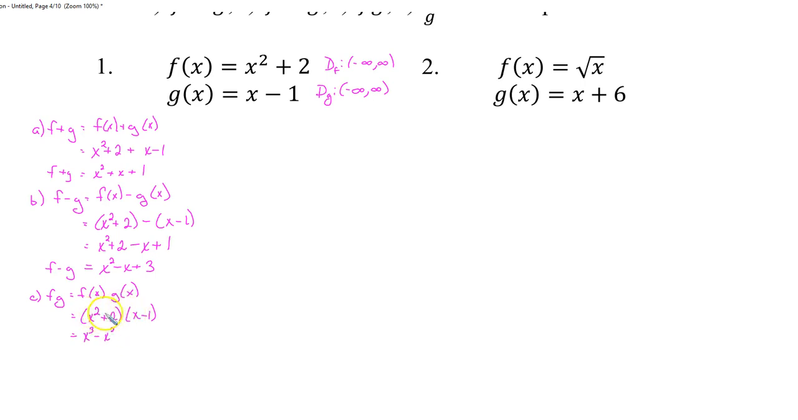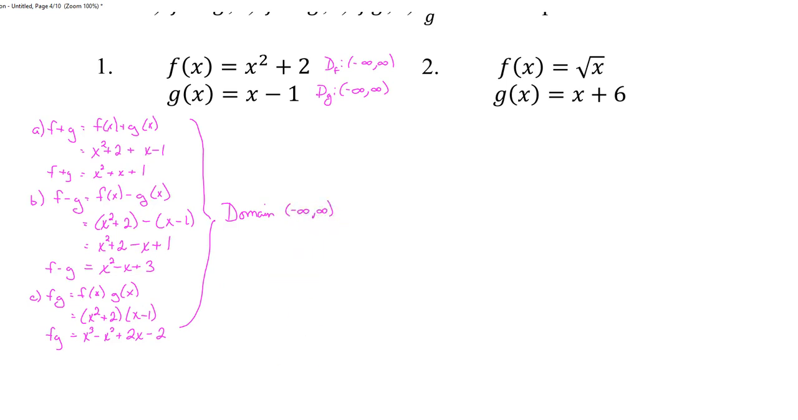Remember, we're foiling this: x squared, and then plus 2x, and then minus 2. And that is our new function, f times g. Now for all three of these, the domain is going to be the same. All of these final functions are polynomial functions, and so the domain for all of these will be negative infinity to positive infinity.